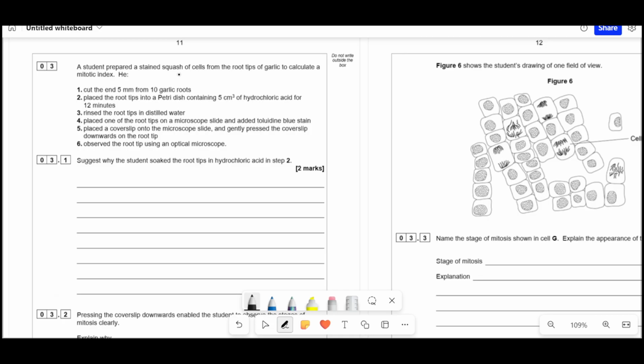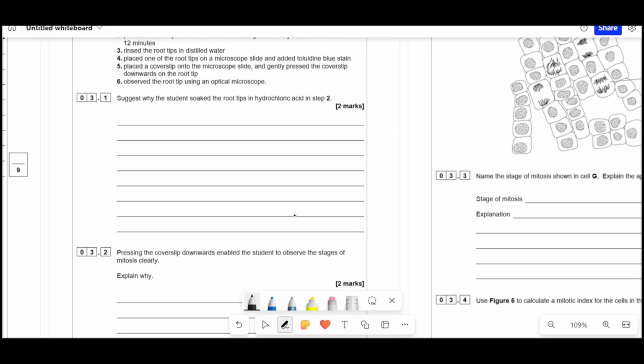So a student prepared a stained squash of cells from the root tips of garlic to calculate mitotic index. What they did is they cut the end 5 centimeters from 10 garlic roots. They placed the root tips in a petri dish containing 5 centimeters cubed of hydrochloric acid for 12 minutes. They rinsed the root tips in distilled water. They placed one of the root tips on a microscope slide and added toluidine blue stain. They placed a cover slip onto the microscope slide and gently pressed the cover slip downwards onto the root tip, and then they observed them using an optical microscope. Suggest why the students soaked the root tips in hydrochloric acid in step 2.